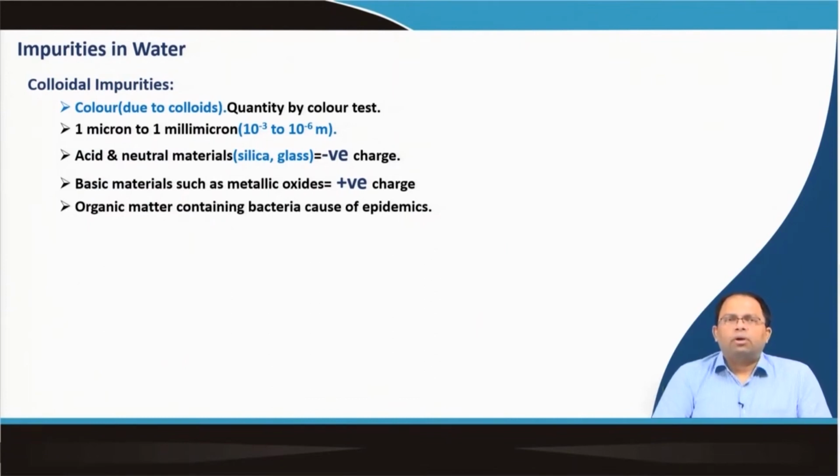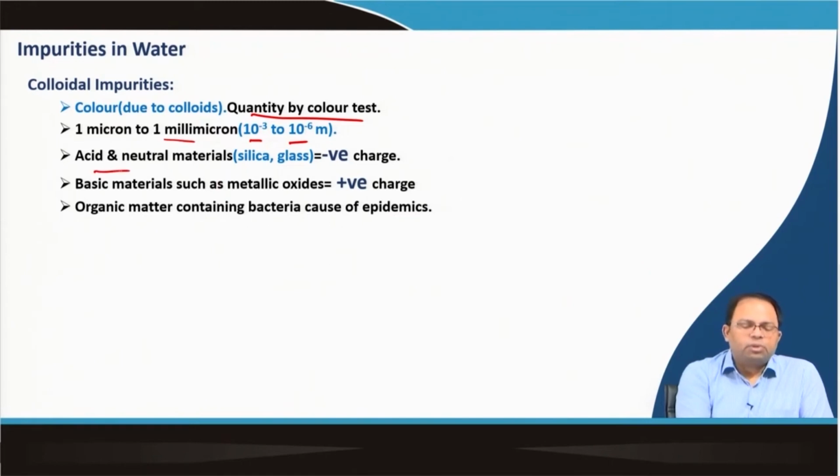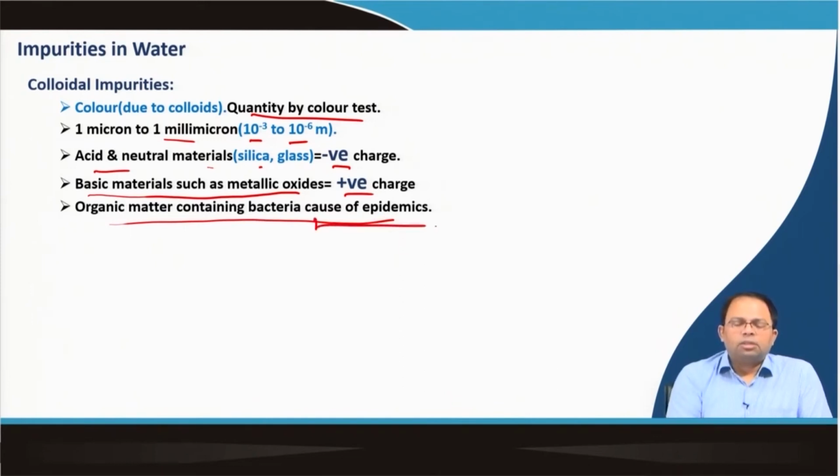Continuing on the properties of colloidal impurities, some amount of color is imparted because of these colloids, and this could be determined by the color test. The sizes are 10 to the power minus 3 to 10 to the power minus 6 millimeters, that is 1 micron to 1 millimicron. It contains both acid and neutral materials like silica and glass, which give a negative charge, and it can also contain basic materials such as metallic oxide, which gives a positive charge. Organic matter containing bacteria could also be present as colloids, and this can cause epidemics. So, that is why we have to be very careful about colloids as well.